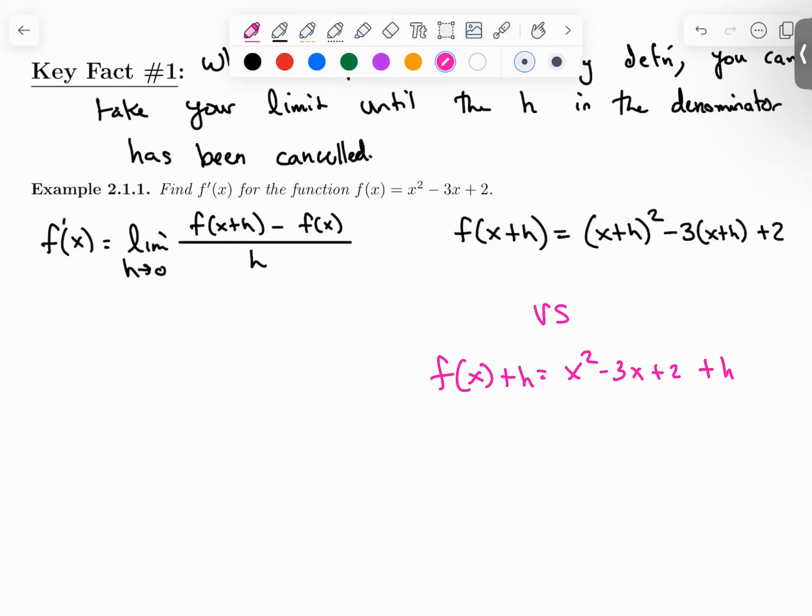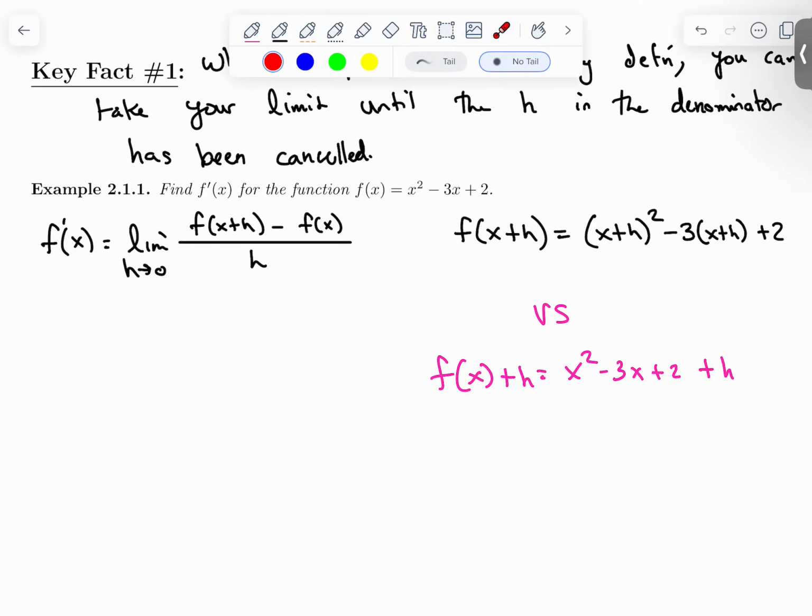And the reason why I make such a big deal about this is that if you do the pink, you will not get the problem right. You will straight up get stumped. You will get lost every single time, and you will not be able to finish the problem. You will not be able to cancel the h, which means you will not be able to take the limit.